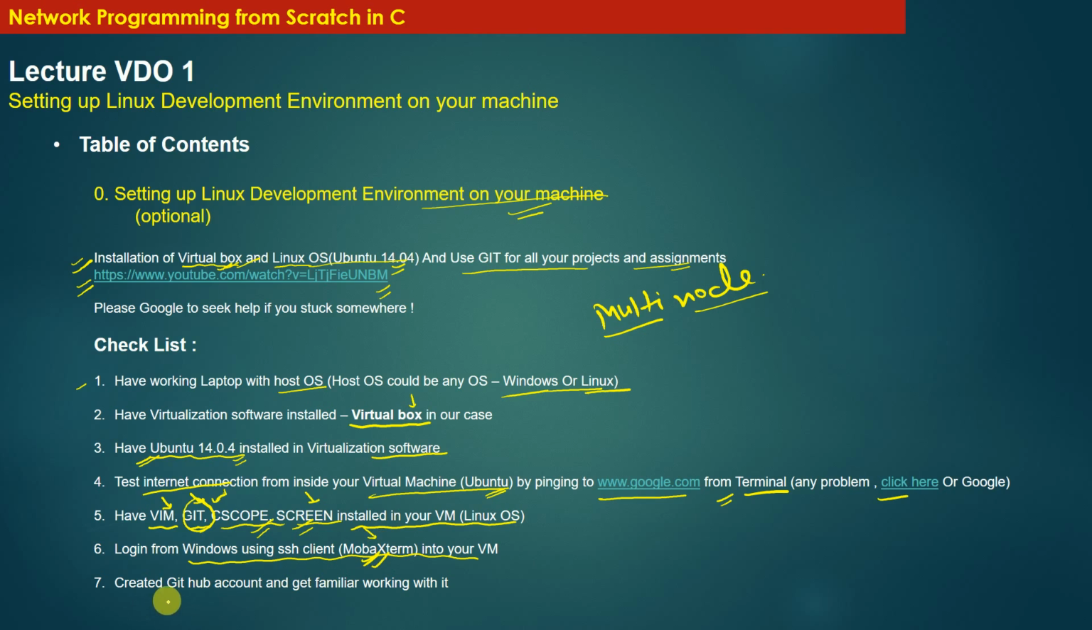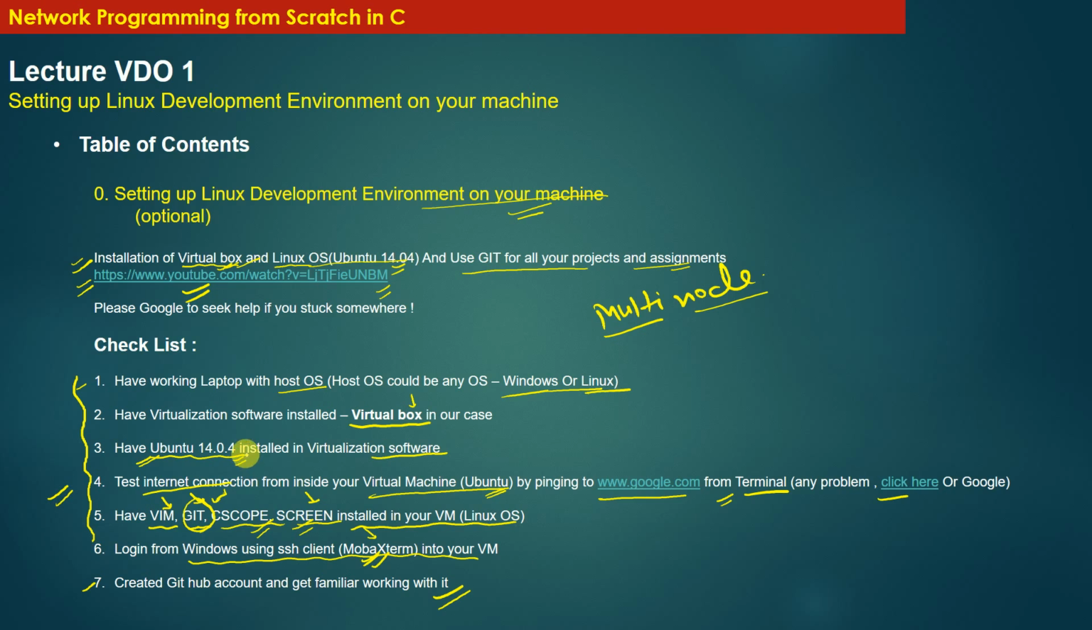Then you need to create a GitHub account and get familiar with how to work with it and what a GitHub account is. Again, I have explained the steps of all these 7 points in the checklist in the YouTube video whose URL I have shared here. Please go through this YouTube video and make sure that before going forward you have all the 7 points in the checklist on your virtual machine.